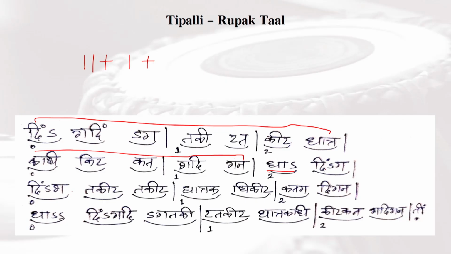Then we have Dinga Dinga Takita Takita Dhataka Dhikita Katagadigana. Then we have an 8 matra palla. The second palla is of 8 matra, that is Dinga Dinga Takita Takita Dhataka Dhikita Kataga Digana.